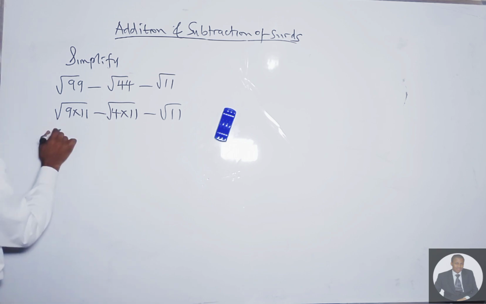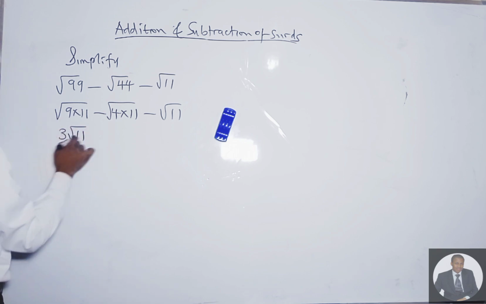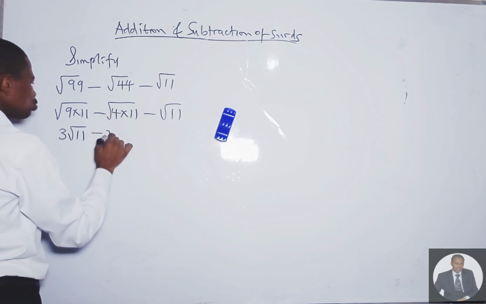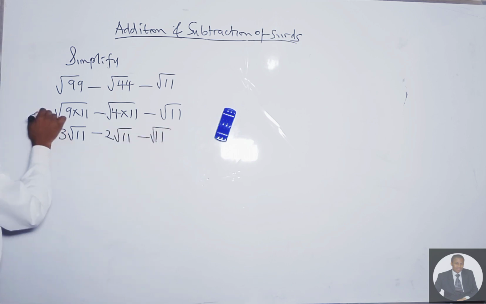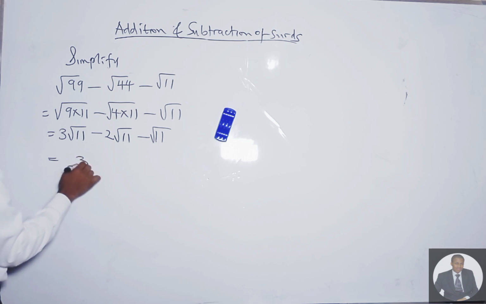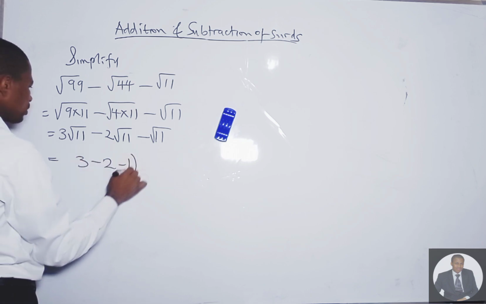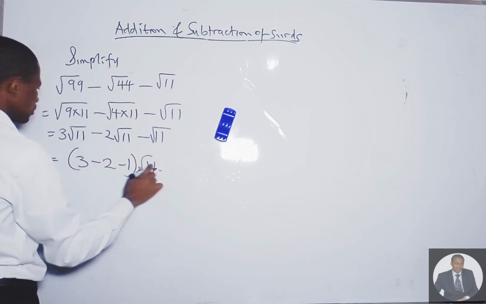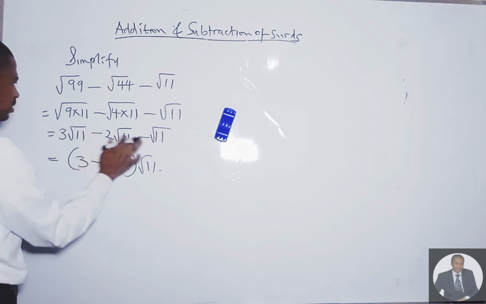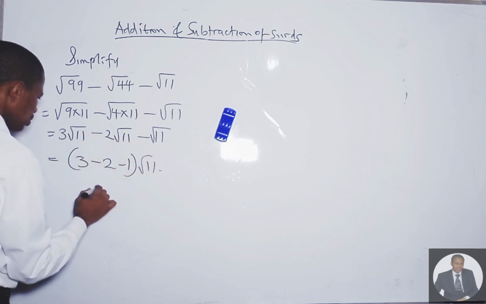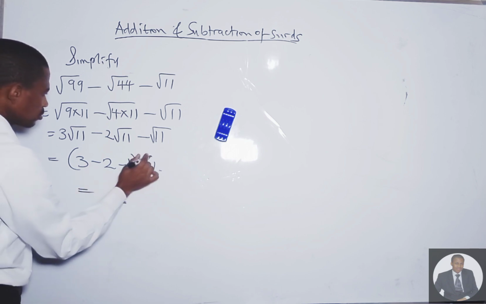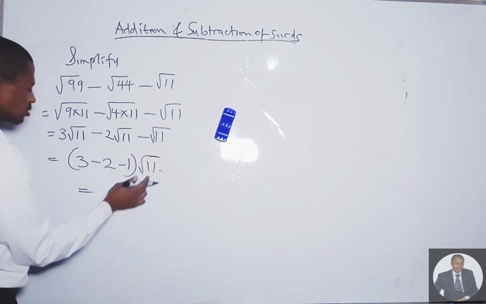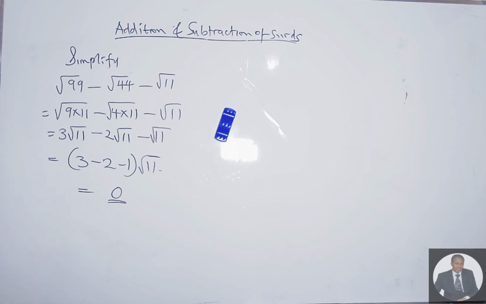The square root of 9 is 3. The square root of 4 is 2. So what do we have? We have 3 minus 2 minus 1 root 11. 3 minus 2 is 1. 1 minus 1 is 0. So we have 0, because 0 times anything is 0. So our answer is 0.